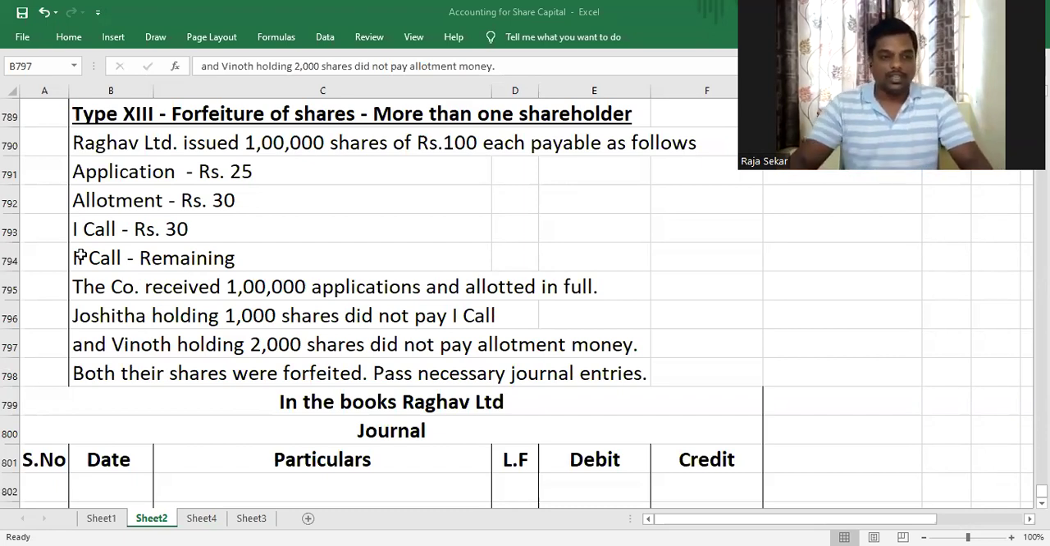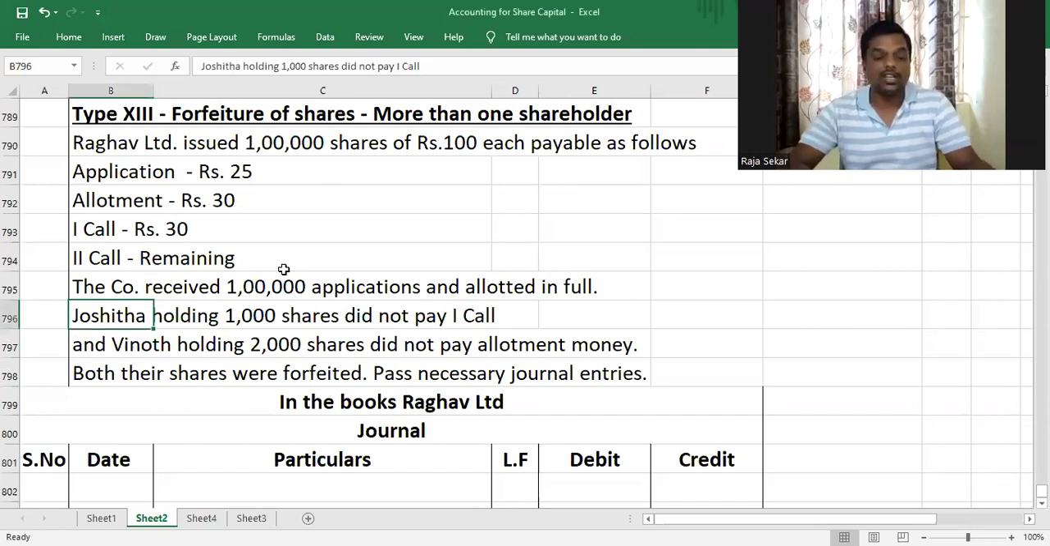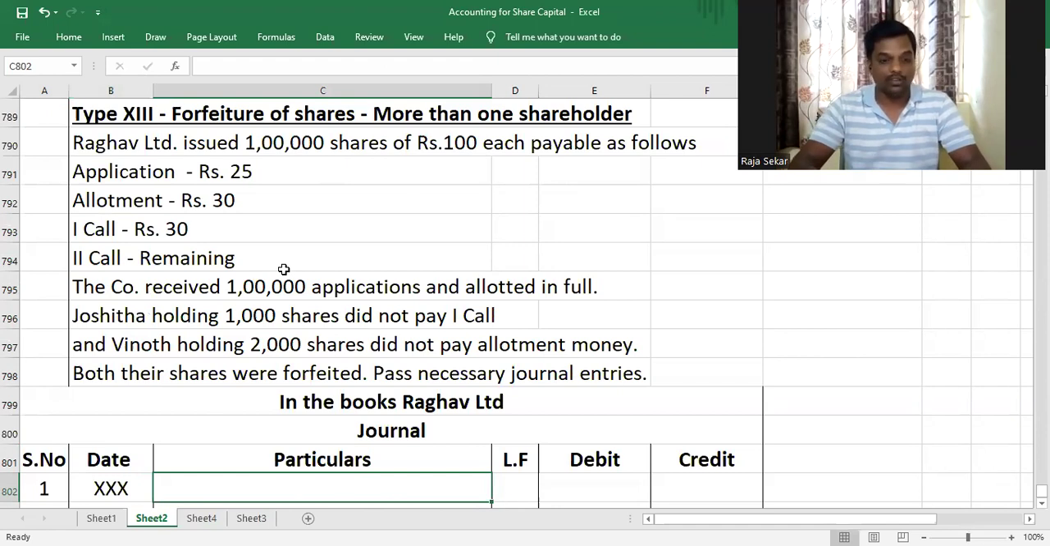Actually, in case the question just says pass necessary journal entries, and if all the information is given, you got to pass all the entries from receiving the application money. But here, I'm just going to do the forfeiture entry because that is what we are learning through this video. Okay, so we know what the journal entry for forfeiture is, right?